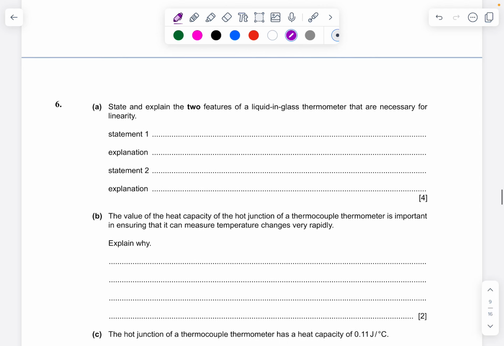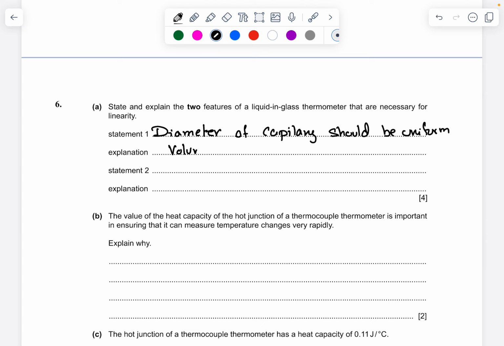Coming to question number 6. State and explain two features of a liquid-in-glass thermometer that are necessary for linearity. Basically, there are many things, but I'm choosing this one: the diameter of the capillary should be uniform. For what reason should it be uniform? So that the volume increases uniformly.